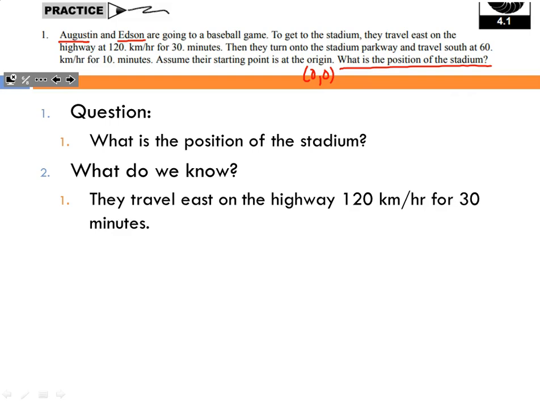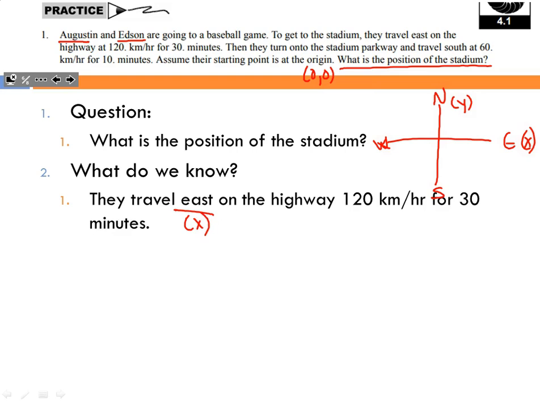So they first said they traveled east on the highway 120 kilometers per hour for 30 minutes. What does east tell us? It tells us our x or our y. So let's remember, on a grid, we have just the same way that you would use a compass. We've got north, south, east, and west. Our north and south is our y, our east and west is our x. So we know that east is going to be our x.